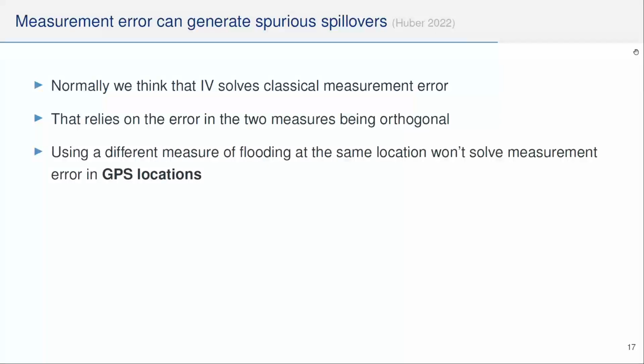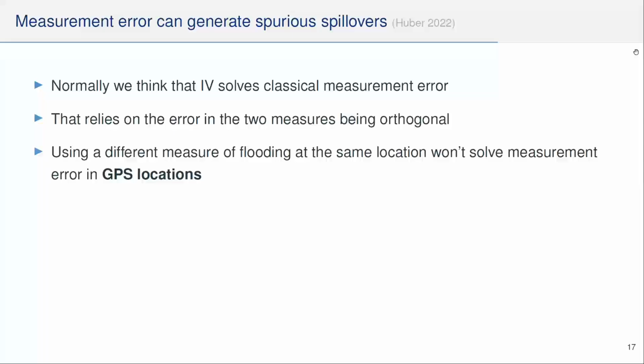So the problem that we think we have when we run these regressions is measurement error. Now, I think you're thinking, well, you've got 2 different measures of flooding. So if you're instrumenting for one measure of flooding with another, why doesn't that solve the measurement error problem? That relies on the error in these 2 measures being orthogonal. But if I'm using 2 different measures of flooding at the same location, they're not going to have different draws of the measurement error.